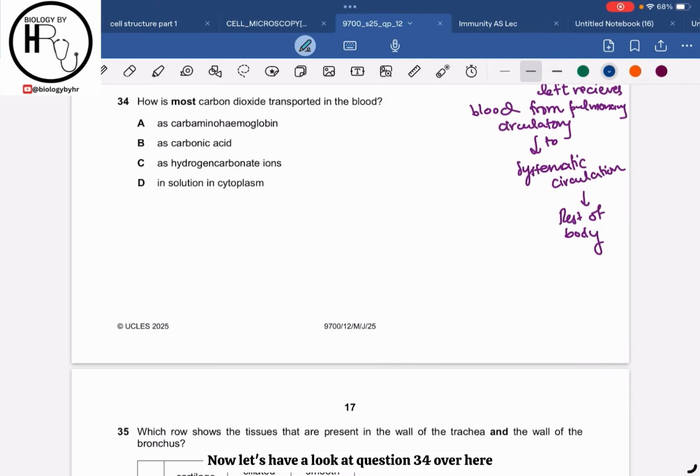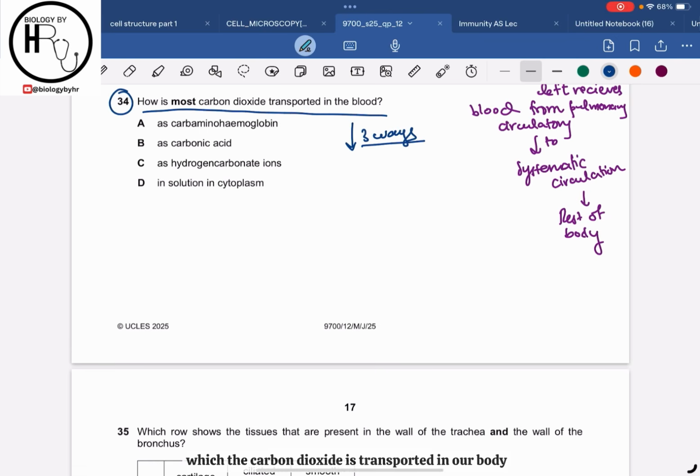Now let's have a look at question 34 over here. Question 34 says, how is most of the carbon dioxide transported inside our body? So there are 3 ways by which the carbon dioxide is transported in our body. One is when the carbon dioxide is dissolved in the blood plasma.